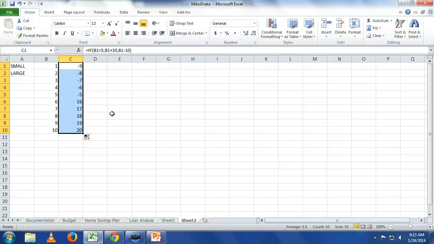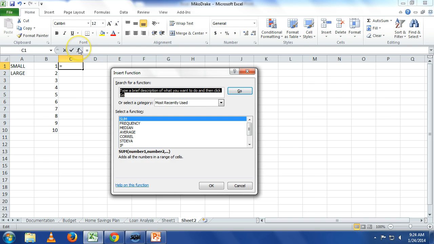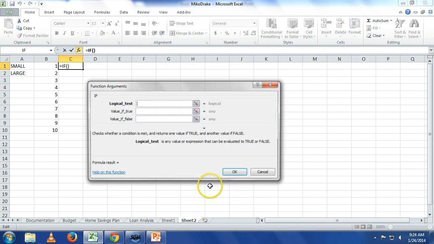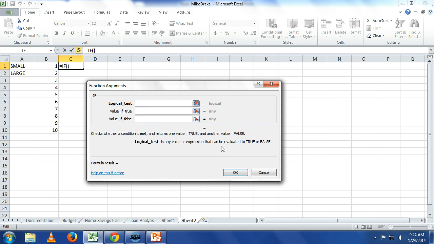The other thing I like, because I was a programmer at one point in my life, I oftentimes do use equal if and just start typing away. But a lot of people, and that's fine, do like to use the insert function. So you may use that as well. If you want to go to if under here and click OK, you can do it in here as well. It says logical test, value if true, value if false, and it kind of builds it for you, right? We saw that earlier. However you like to do it, there's no right way, no wrong way, but whatever you like to do.